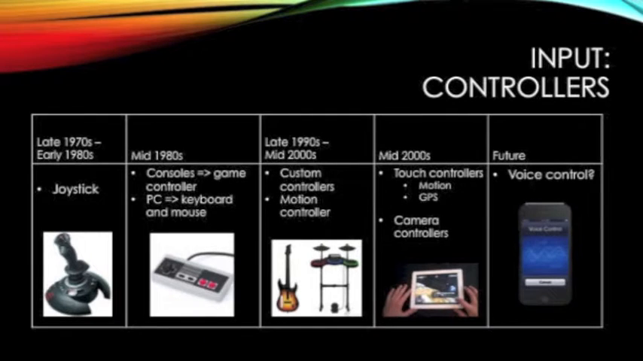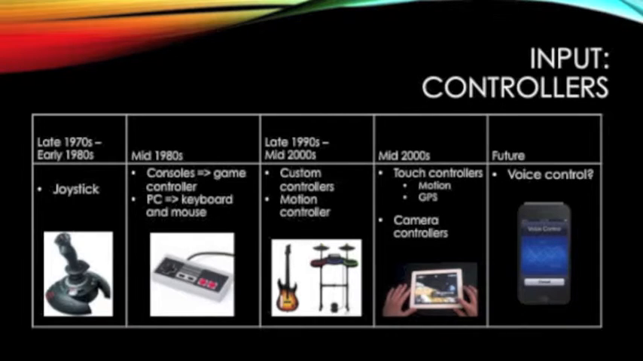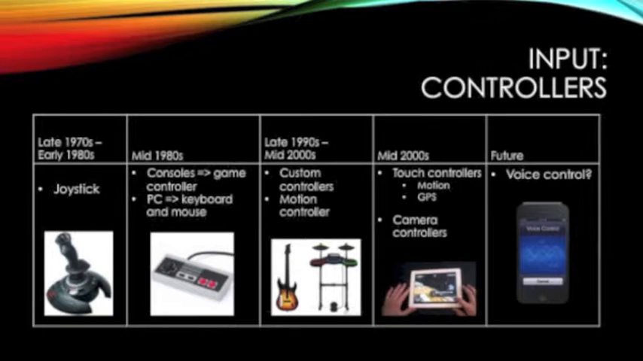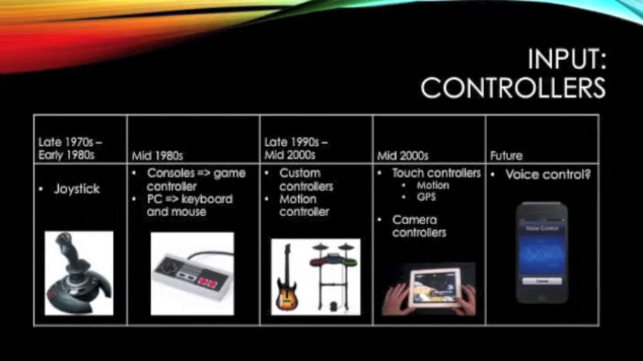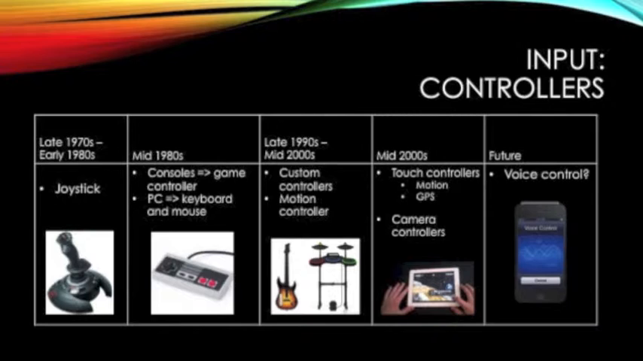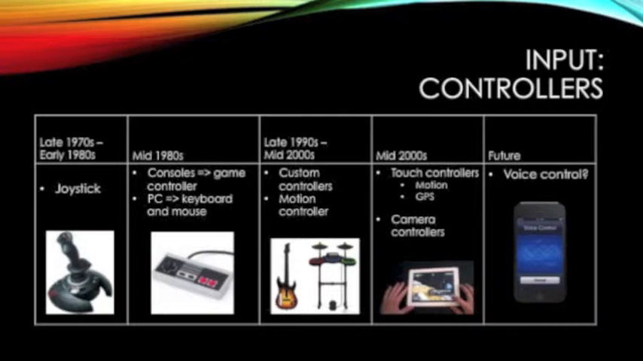In the late 1990s and mid-2000s, there were custom controllers and motion controllers, such as Guitar Hero, which provided a guitar as a controller and drum sets. In the mid-2000s, there were things such as touch controllers, which focused on motion and GPS, such as the iPad or using your phone. And there were also camera controllers with the Xbox 360 and the Kinect, those kinds of controllers where it's focused on your movements rather than a physical controller.